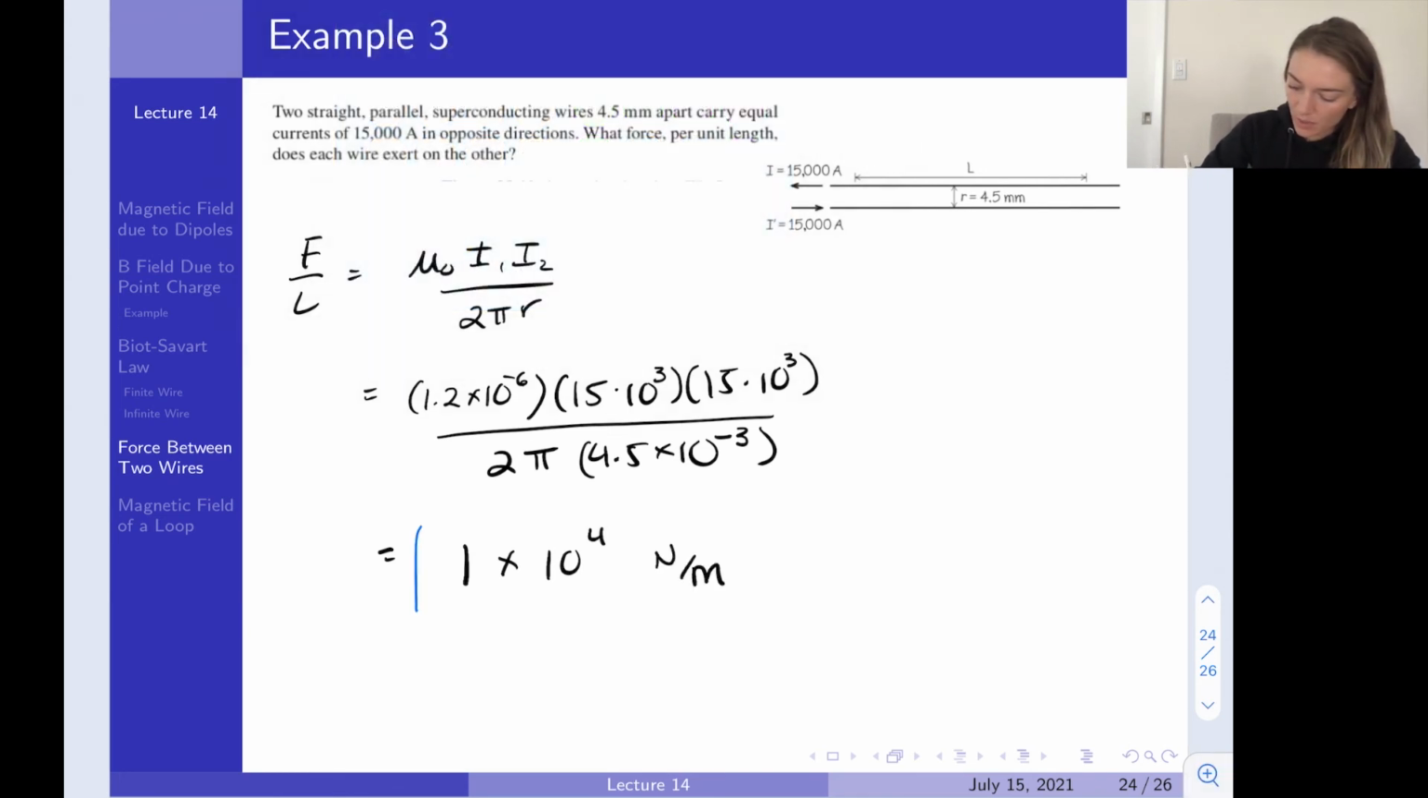So this is the force per unit length. And since these currents are traveling in opposite directions, they will repel. So it's repulsive.